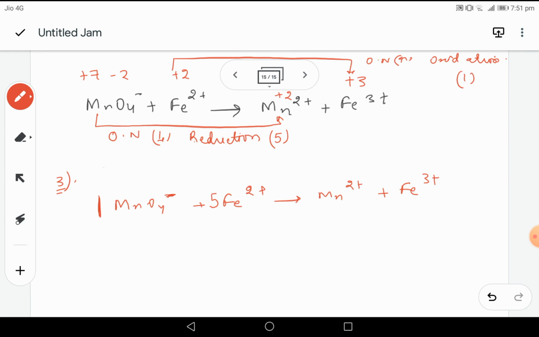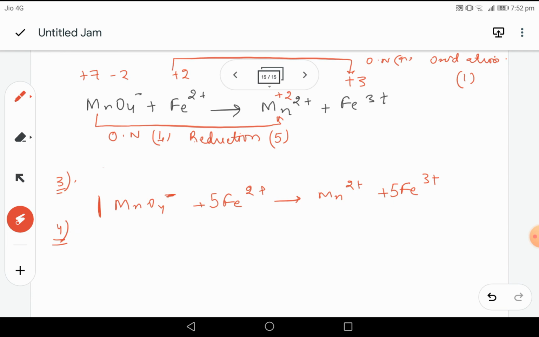Now we move on to the fourth step, and the fourth step says to balance every other atom except oxygen and hydrogen. So we will balance every other atom now. I have got 1 manganese here and 1 manganese here, so that is already balanced. Here I have got 5 Fe, but here I've got just 1. So I need to make it 5, and I am adding 5 over here. So every other atom is balanced, and you can see that right now I have not paid attention to oxygen because we are at step number 4.